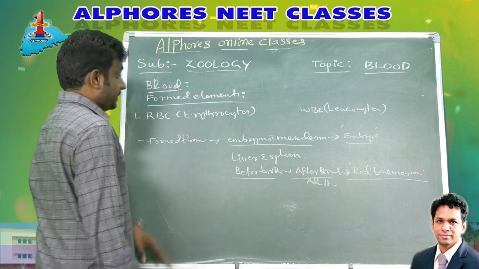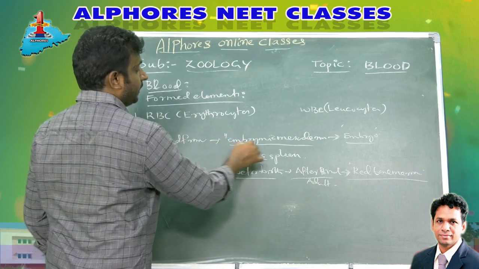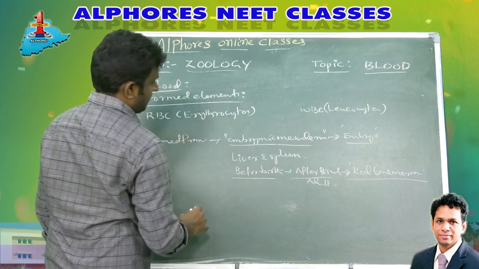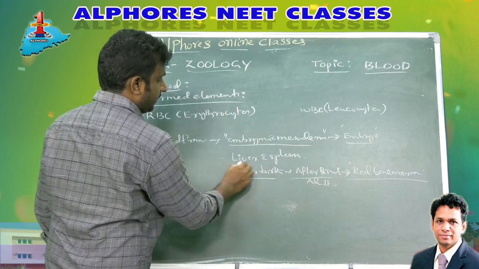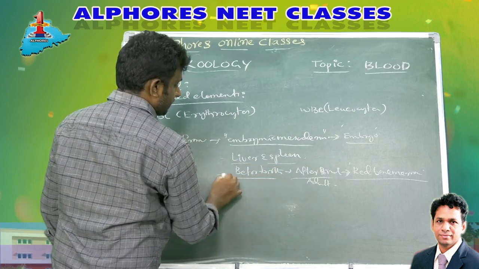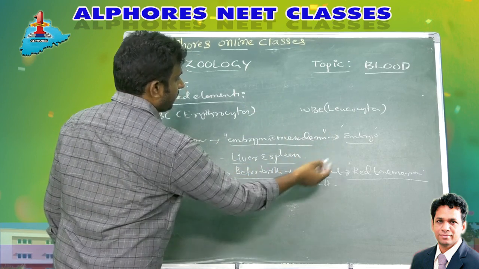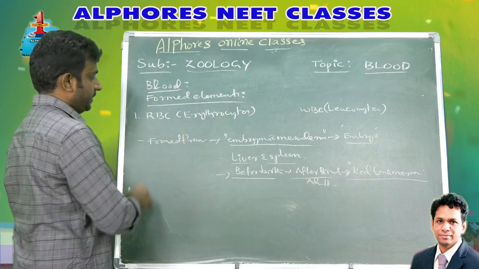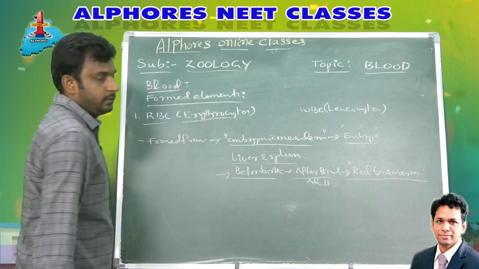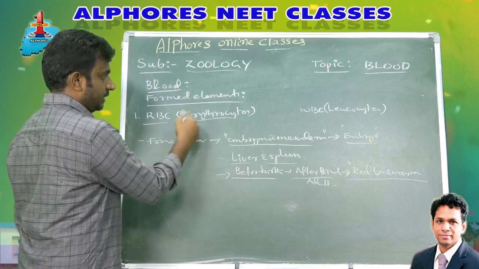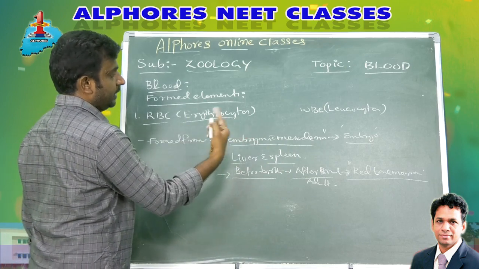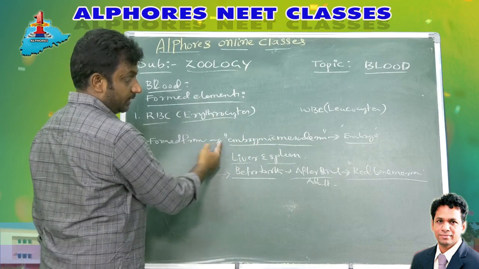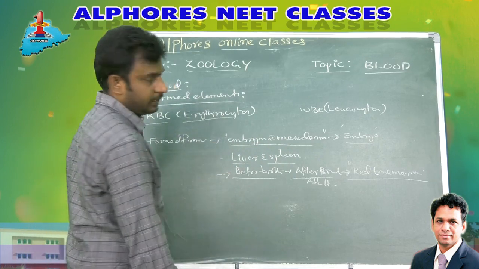So in the starting stages of the embryo, the embryonic mesoderm produces the blood cells. Then after a few days, liver and spleen. Then just before birth and after birth, red bone marrow is responsible for the production of the formed elements, which are RBCs or erythrocytes, WBC or leukocytes, and platelets. They are formed from these parts of our body in the embryo and also in the adult.